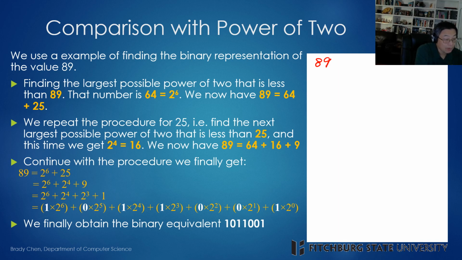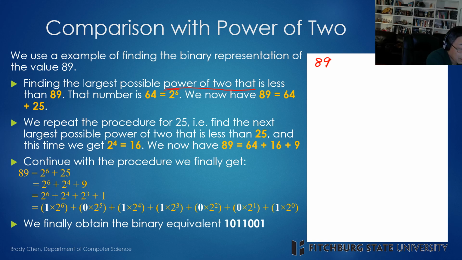So the idea of comparison with power of 2 is, first we're going to find the largest possible power of 2 that is less than 89. Okay, now let's take a look.